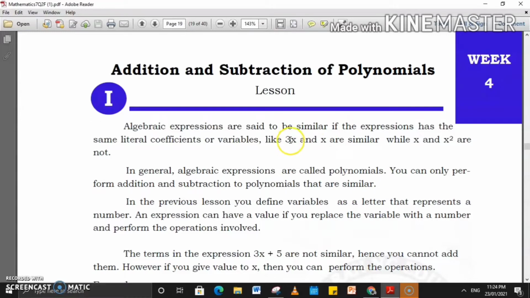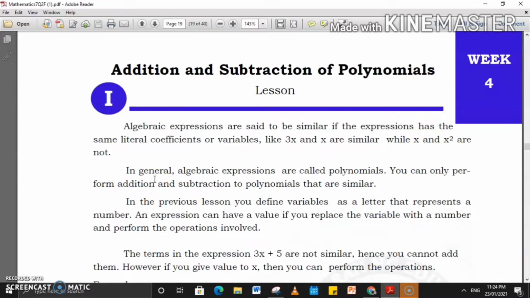Kung mapapansin nyo, this is 3. Itong isa, 1. Di ba may imaginary 1 dito sa unahan? Pero hindi yun ang titingnan natin. Ang titingnan is yung literal coefficient. While x and x squared are not similar terms. Bakit? Oo, parehas ng x. But, ang exponent nitong isa is 1, ang exponent ng pangalawa is 2. Therefore, they are not like terms.